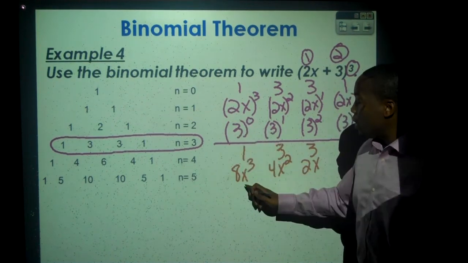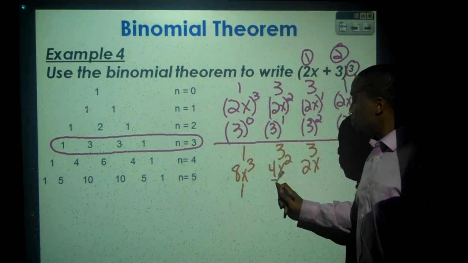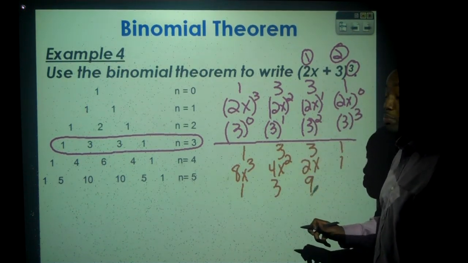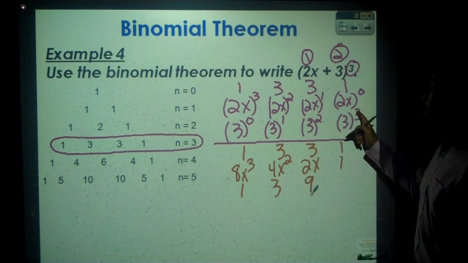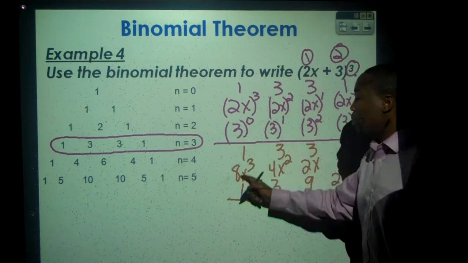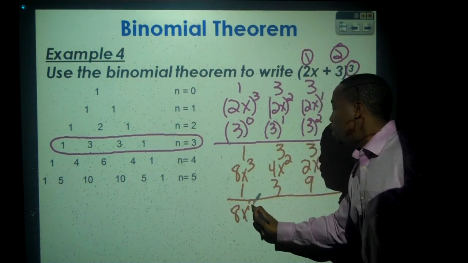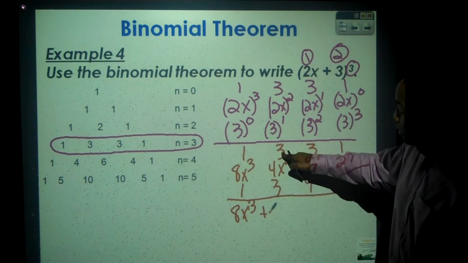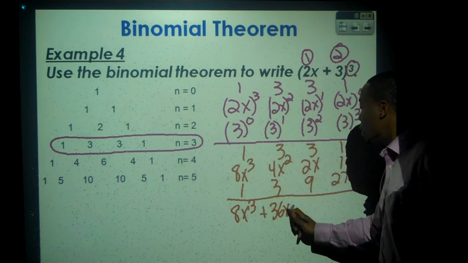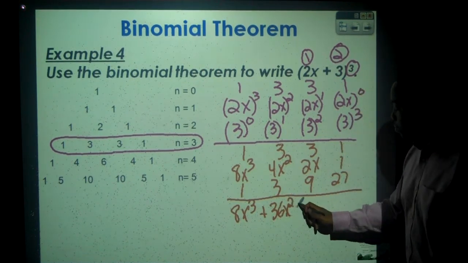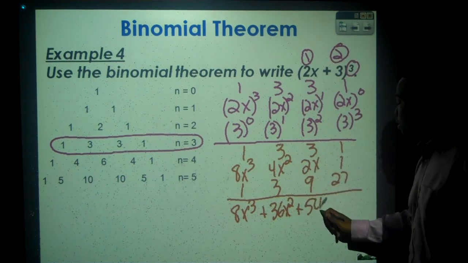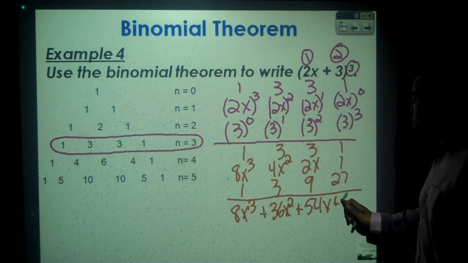3 to the 0 gives me 1. 3 to the 1 is 3. 3 squared is actually not 6, but 9. 3 to the third is 27. Now all we've got to do is multiply straight down. 8x to the third plus 3 times 3 is 9. 9 times 4 is 36x squared, right? Plus 9 times 3 is 27, times 2 is 54x, and last but not least, plus 27.